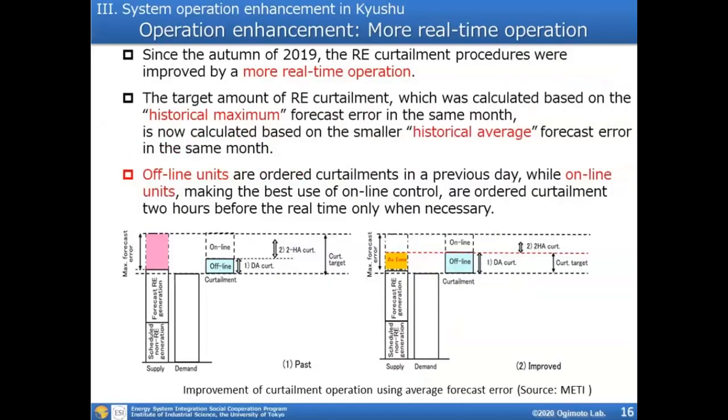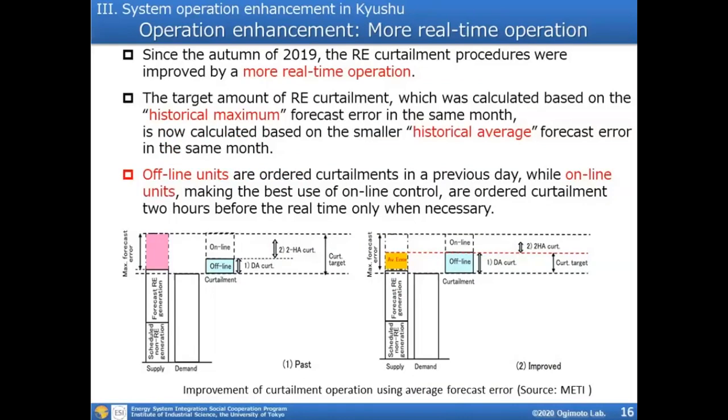And since the autumn of 2019, last year, the renewable curtailment procedures were improved by a more real-time operation. The target amount of renewable curtailment, which was calculated based on the historical maximum forecast error in the same month, is now calculated based on the smaller historical average forecast error in the same month.